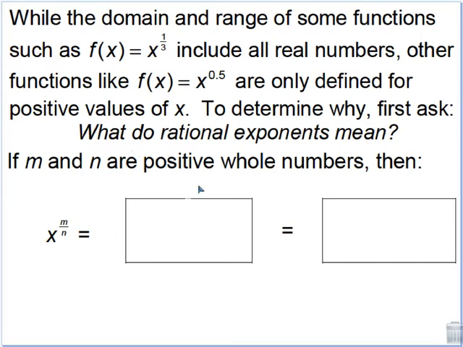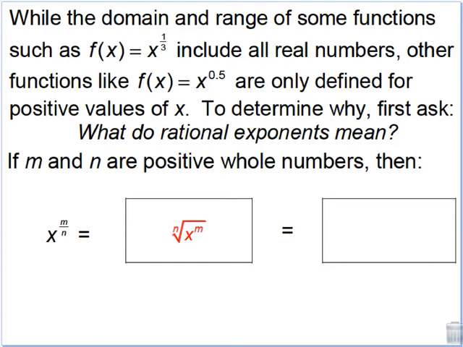Okay, so find this page in your notes. It should start off with "while the domain and range of some functions such as f of x equals x raised to the power of 1 over 3." All right, so again, you're increasing because your exponent is a positive number, but you have a fraction here. Okay, and so what that looks like is, when you have any type of fraction here, what you have is a root of some sort. So this could be a square root.